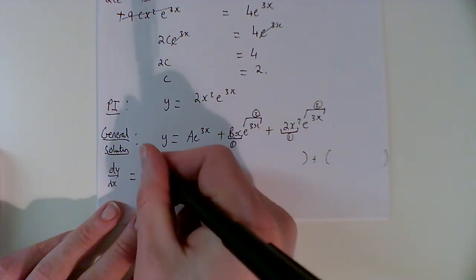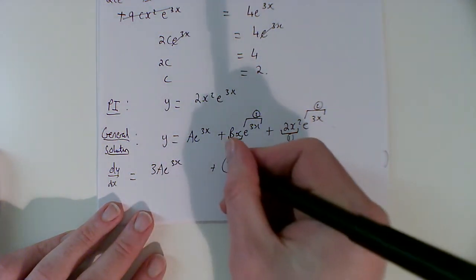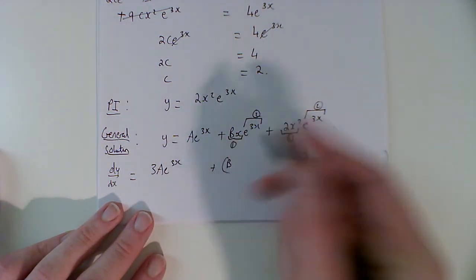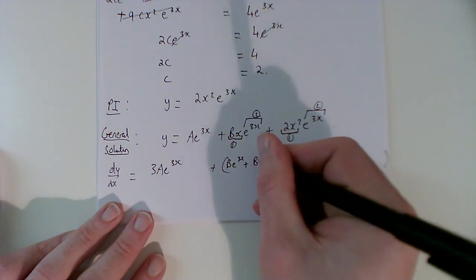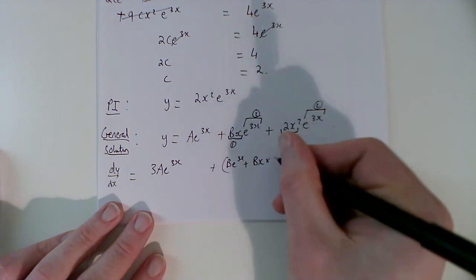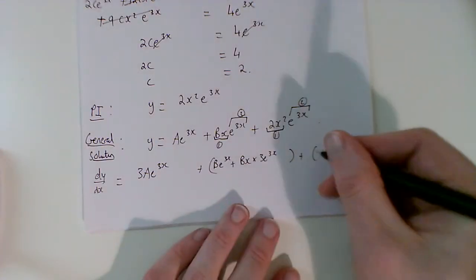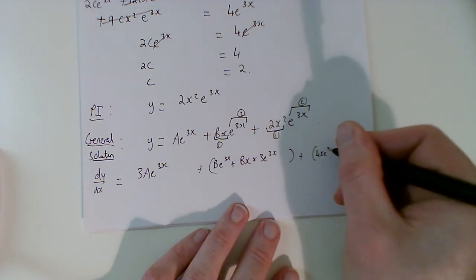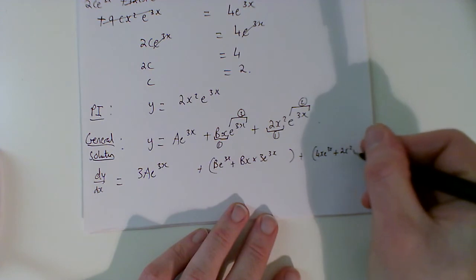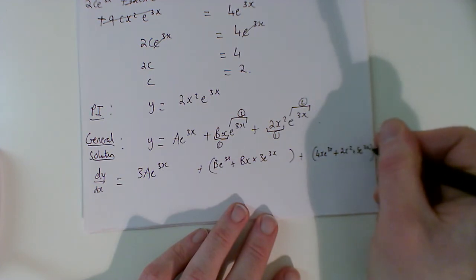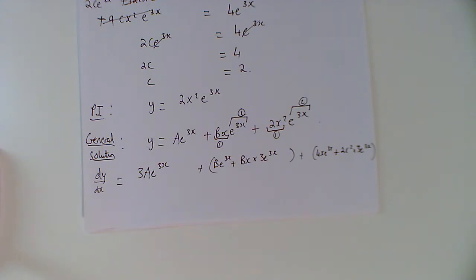So this bit is just going to be 3a e to the power of 3x. That's going to be b, if you differentiate that, leave the second bit alone, e to the power of 3x plus bx times, if I differentiate that, 3e to the power of 3x, plus, differentiate that, 4x e to the power of 3x plus, leave that alone, and that is it differentiated.